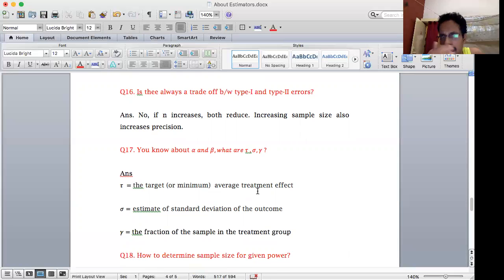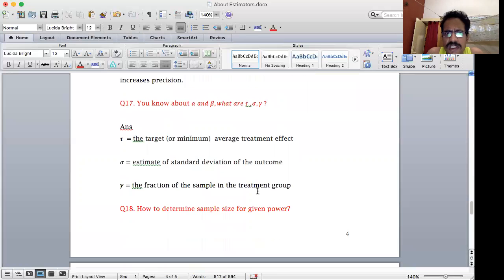What are tau, gamma, and sigma? So tau is nothing but a target or the minimum average treatment effect that you are designing your research for. A larger tau is better, but then it costs, right? Because you have to increase your samples. Sigma is the standard deviation of the outcome, so you are estimating that sigma. The sample will have standard deviation s only.